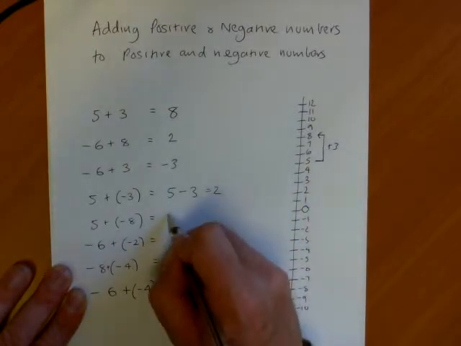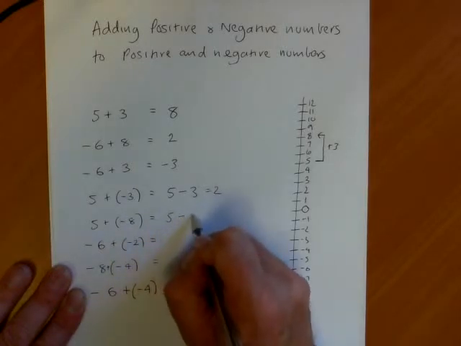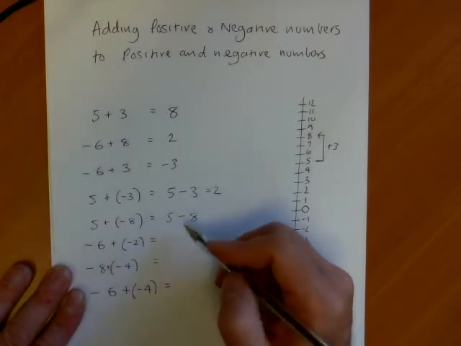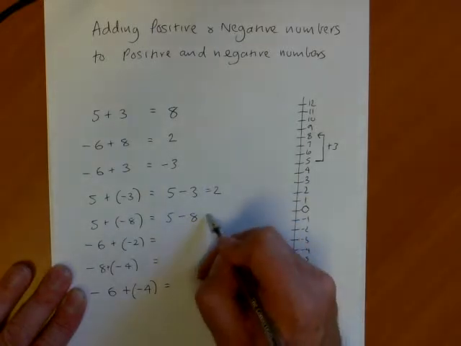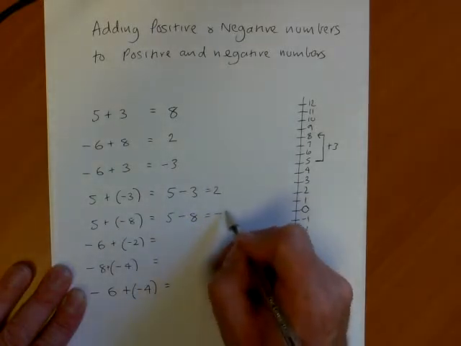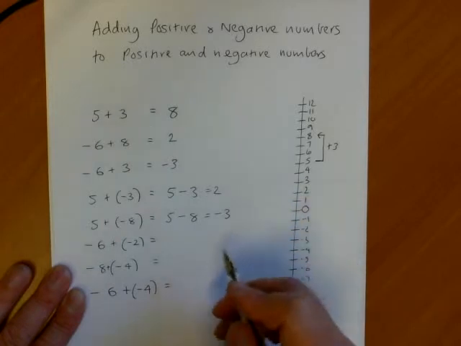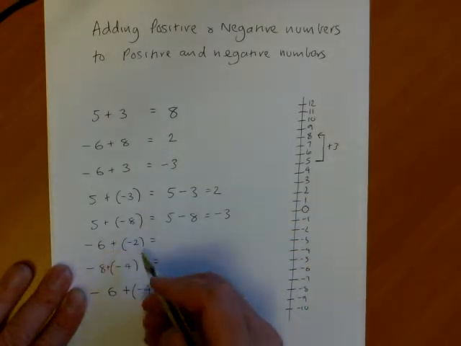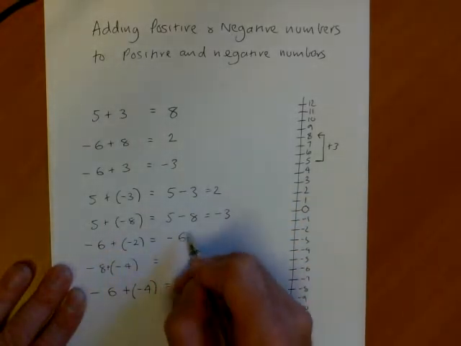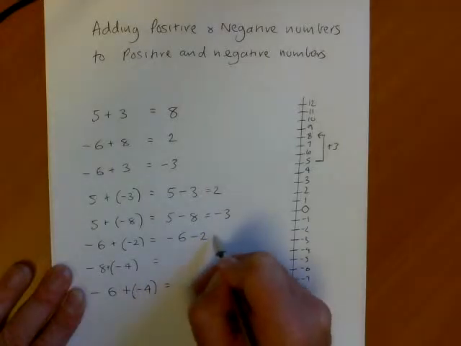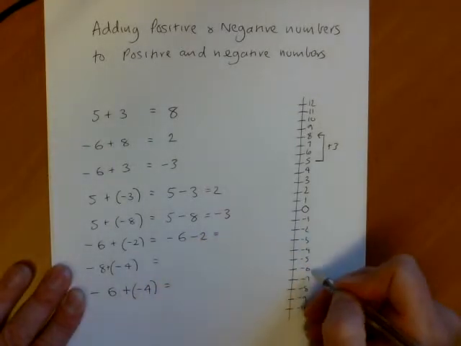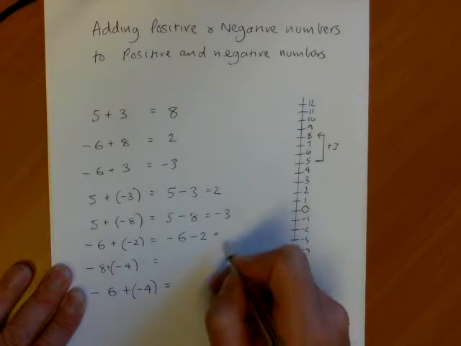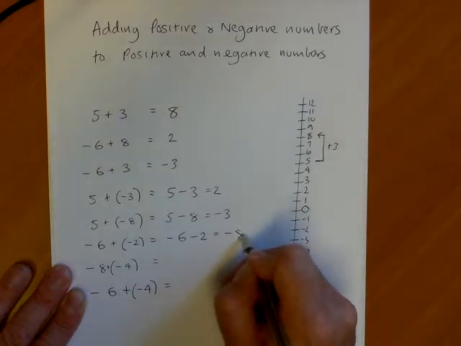So with that next question, the plus and the minus means we're going to be going down. Now if you add a negative, you go down. 5 go down 8, and that will take you underneath 0 to minus 3. Minus 6 plus minus 2 is the same as minus 6 minus 2. So I'm at minus 6 and I come down to minus 8.